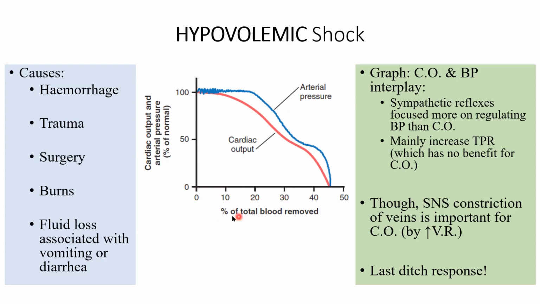Okay, so what is this graph? On the x-axis, you have a percentage of blood removed. So obviously, we're discussing hypovolemic shock. We are interested in what happens to the body, what does it do, what happens when you remove blood. Okay, so this is percentage, 10% removal, 20%, 30 and onwards, and its effect on cardiac output and arterial pressure at the same time, a percentage of normal. Okay, so we'll discuss it from here.